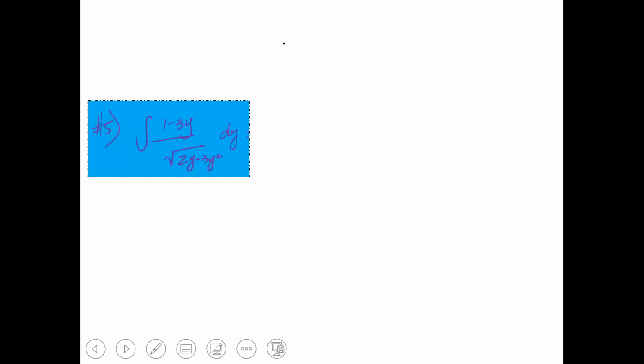So with this one, I will say let u be... In this situation, you're really not sure if you want to do this inside the parenthesis or inside the square root or maybe the one on the numerator. I don't know, but let's go ahead and give it a try.